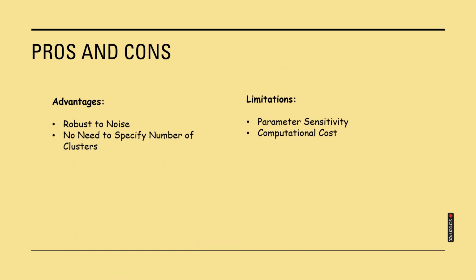The limitation is that it is sensitive to parameters. Here we have 2 parameters, epsilon and minimum points. We need to be very careful in choosing epsilon. If we choose a smaller epsilon, then we might identify more points as outliers or noise. If we choose a higher value of epsilon, then the clusters might combine. Two clusters may combine into one cluster, so we will not be able to differentiate the behavior of the cases. Computational cost is also higher, so this is the limitation of the algorithm.